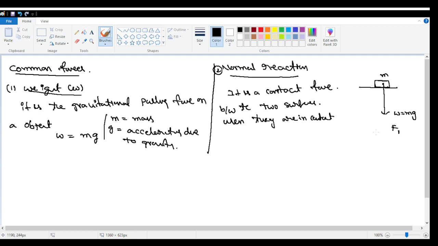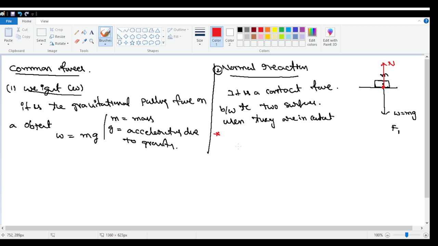As per Newton's third law, for every force there is an equal and opposite force. So definitely some force will act on the book by the table, and that force is named the normal force. This is the normal force because they are in contact. The normal force is the contact force between the two surfaces when they are in contact.